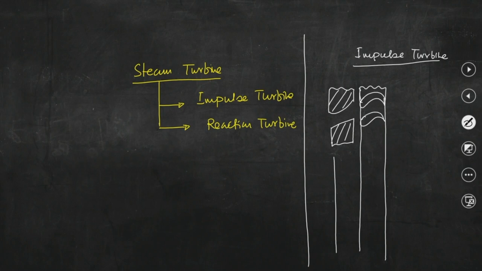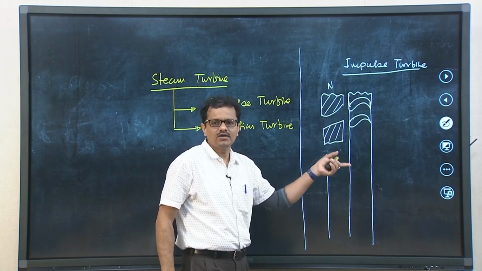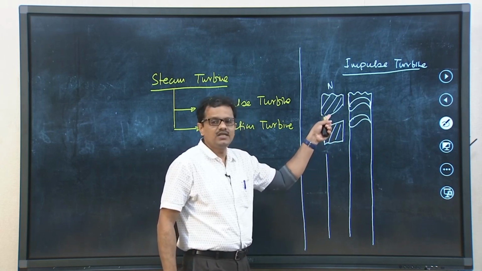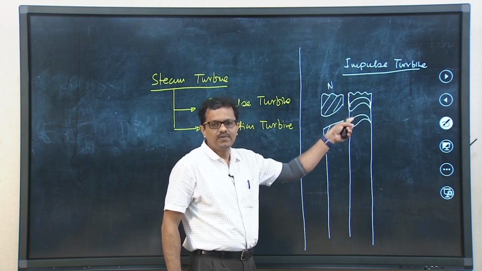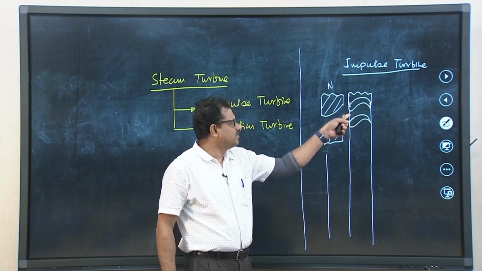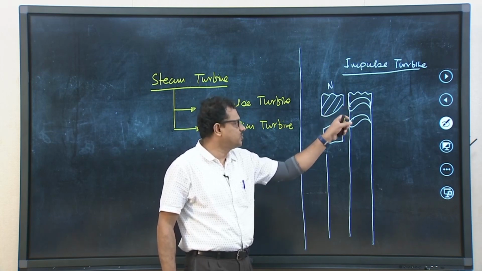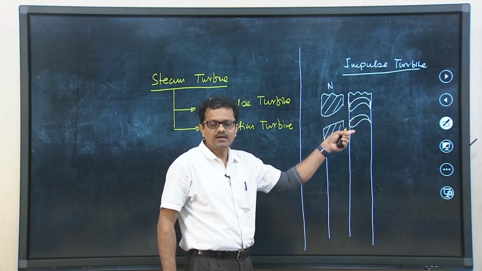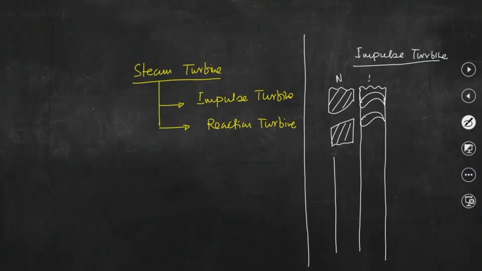So, I have drawn here the first row of flow nozzles. There might be multiple nozzles, but I have drawn only a single nozzle over here. Similarly, this is the first row of blades. I have drawn only two blades to show the passage between two consecutive blades. There will be multiple blades in this row. So, this is called blades.